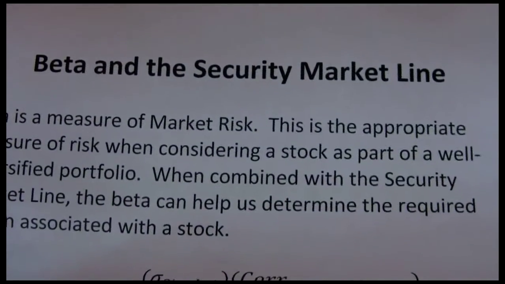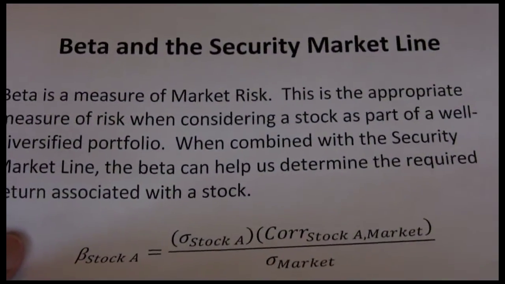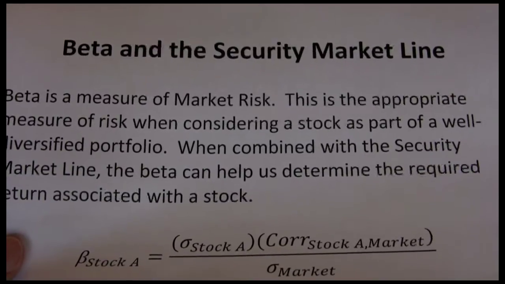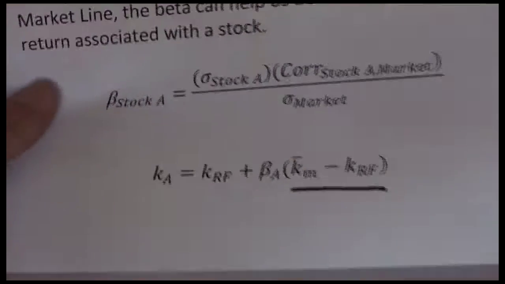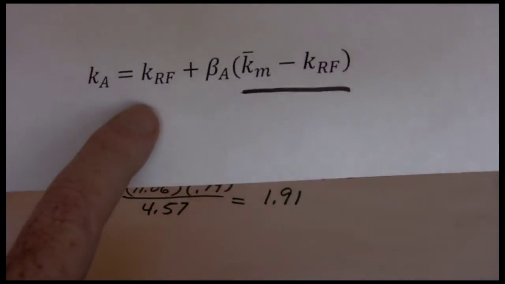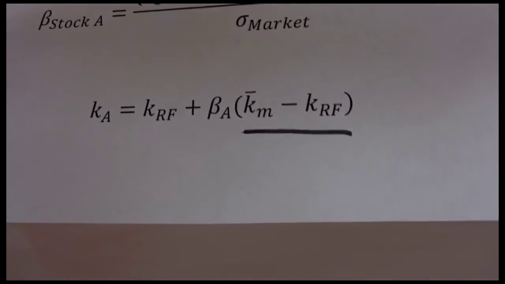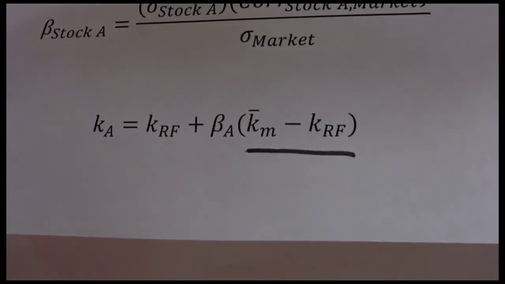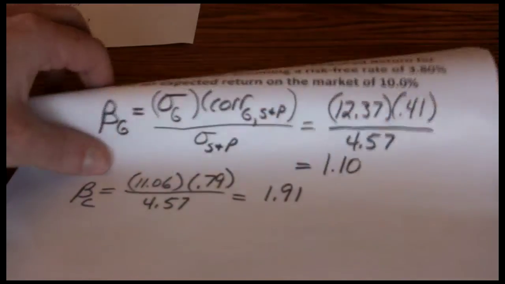In our last video, we had introduced beta and the security market line, and we had walked through an example of calculating beta for Google and Caterpillar based on the last 5 years of information from the financial markets. Now we're going to use that beta to calculate the required return using the security market line, and we're going to talk a little bit about what that means. So we're going to get a required return for Google, a required return for Caterpillar, and we're going to talk about what those mean. So we calculated our betas previously.